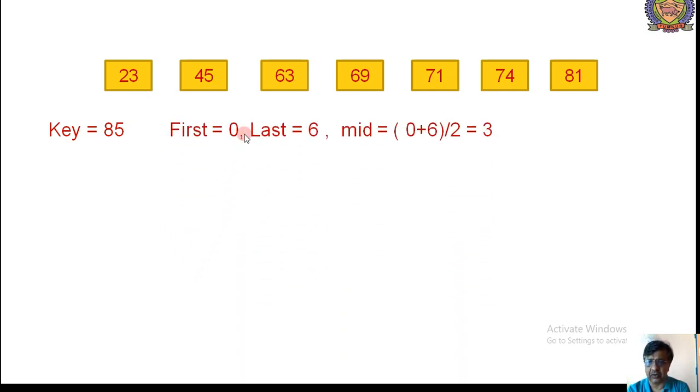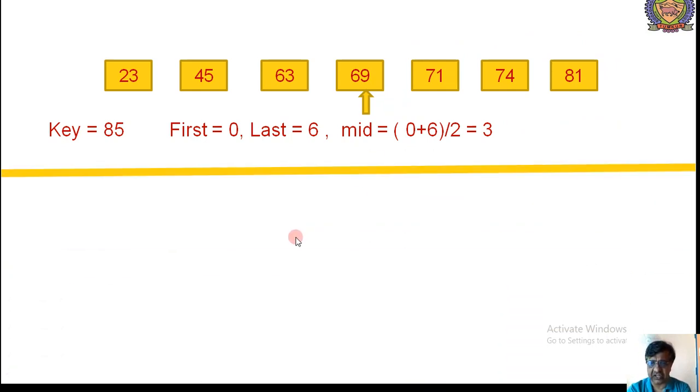First is set to 0, last is set to 6, and in the first iteration mid will be equal to 0 plus 6 divided by 2, so mid will be equal to 3. This is the position. Since key is greater than A of mid, there is no point in continuing with this portion of the array. The array is split into two pieces, therefore the name binary. In the next iteration, we will consider only these 3 elements on the right side of the array. Now the first iteration is completed.